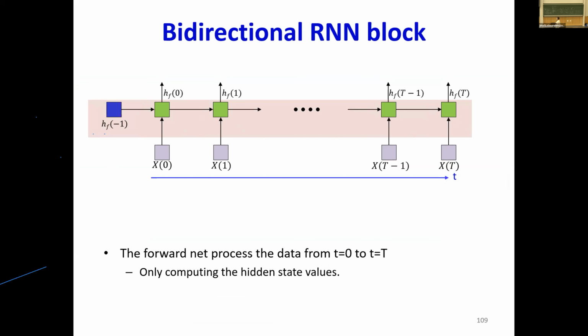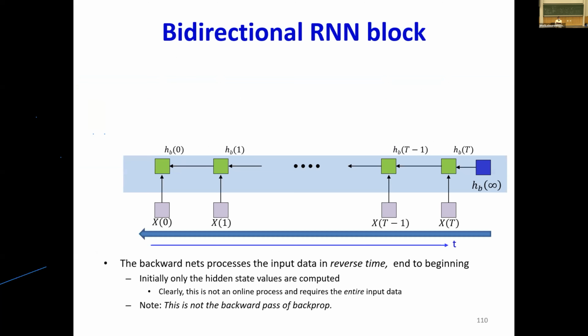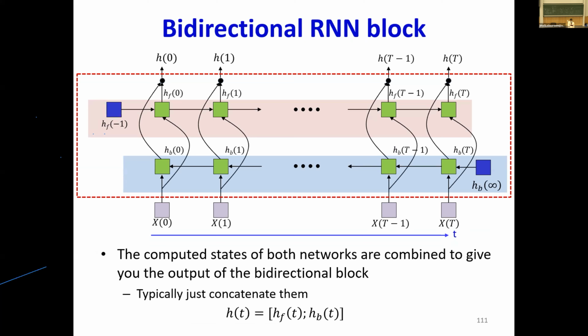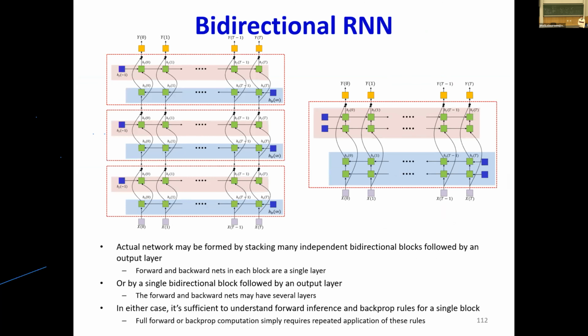First, you'd have a forward net processing the data from 0 to T. Then you have a backward net processing the data backwards from T to 0. And then you're going to concatenate both of their outputs to form the output of the block itself. This will be passed on to the next block, and there are many different ways of doing this, right? You can have many blocks of these bidirectional structures, or you can have one bidirectional structure where both the forward and backward networks are arbitrarily complex, or you can have any combination of these. Doesn't really matter, but the basic idea can be understood by looking at just one bidirectional block, right?